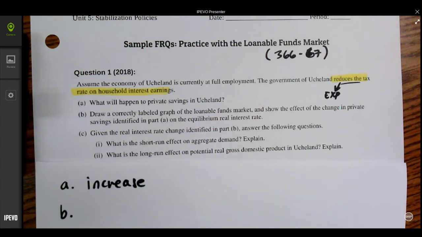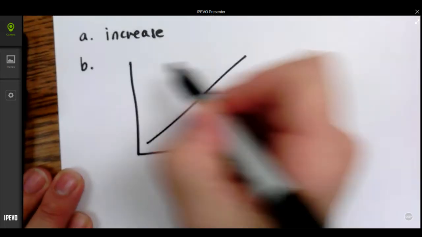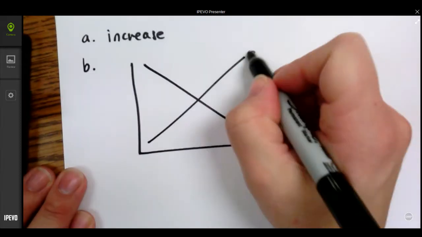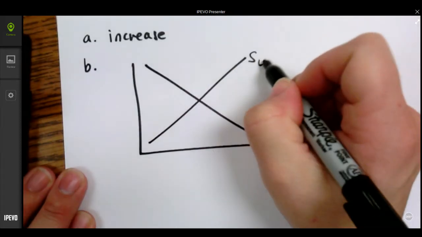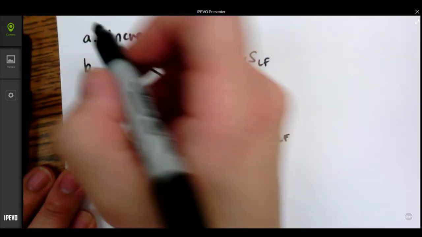Draw a correctly labeled graph of the loanable funds market and show the effect of the change in private savings identified in Part A on the equilibrium real interest rate. Okay, so now we get to graph. So the loanable funds graph is just a supply and demand graph. It's the supply and demand of loanable funds. So we have to just squeeze in that little LF there.